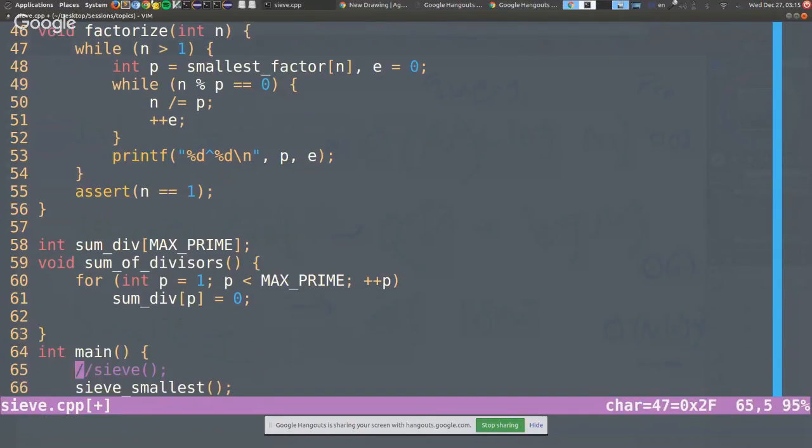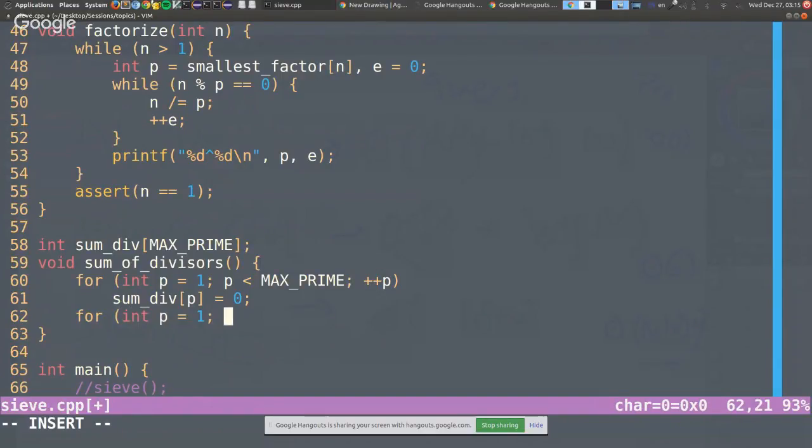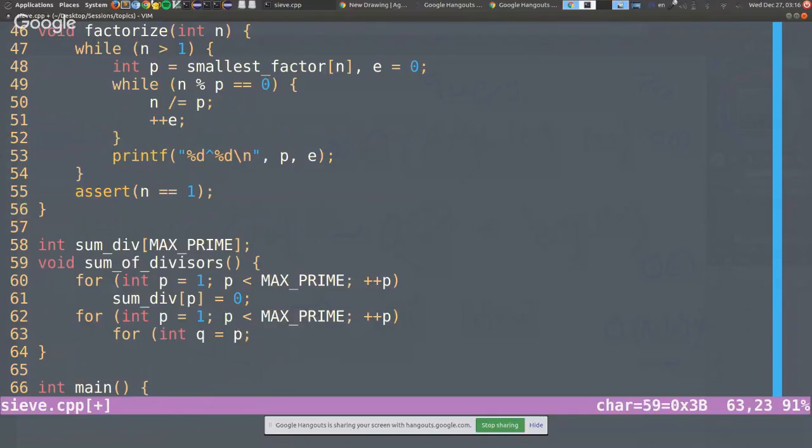Again, the sum of divisors is 0. We don't have any divisors yet. In this case, we will begin with p equal to 1, because we would like to include 1 as a divisor. And we will basically just go through the multiples of p. Here I'll start with the first multiple as p itself and not 2p, because we'd like to include the multiple. So we'd like to include the numbers as divisors of themselves. So I'll get to that.